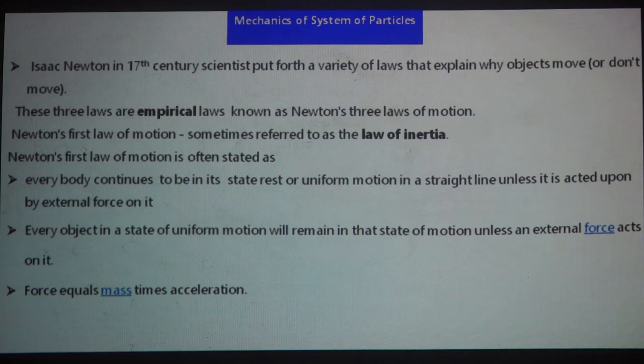Newton's second law, force is equal to mass into acceleration, a very famous relation. And the third law, the action and reaction are equal and opposite in direction. So this is Newton's third law, which is very important for the application of rocket motion.